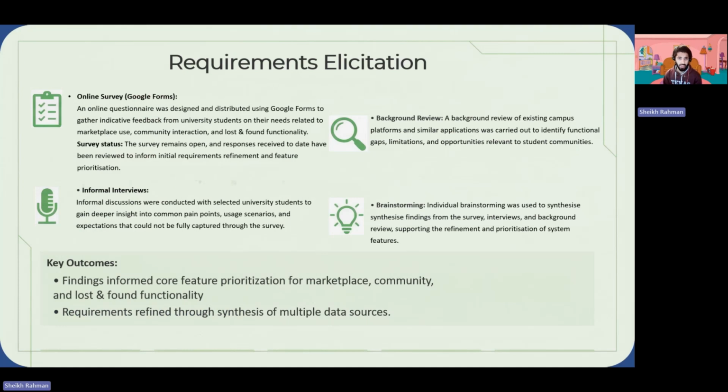Requirement elicitation. Several techniques were used to gather system requirements. An online survey was created using Google Forms to gather feedback from university students regarding marketplace, community interaction, and lost and found functionality. The survey is still open and continues to inform feature prioritization.